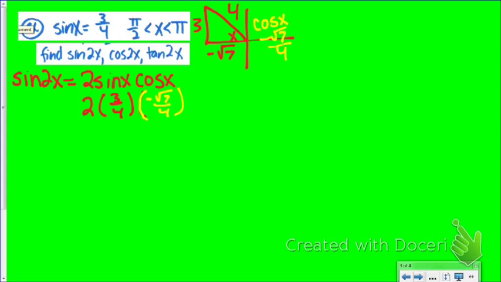And now at this point I'm just doing some math with these fractions. Remember, 2 is actually 2 over 1. And I multiply straight across the top and across the bottom, and I reduce to get my final answer.